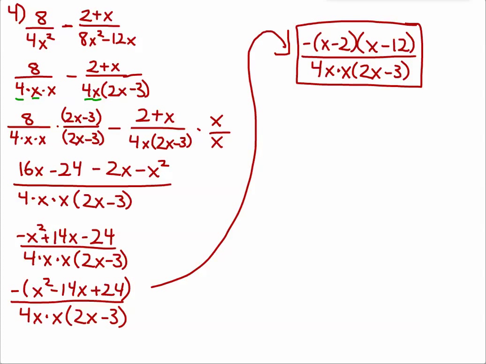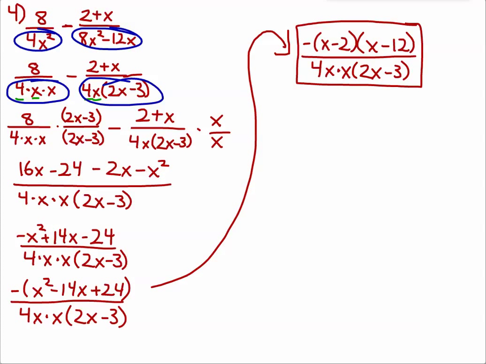Oy vey. Okay, here we have it. Now, first of all, you've got to factor those denominators. So 4x squared factors into 4x and x. Maybe you write that as 2 and 2 and x if you like. The 8x squared minus 12x factors into 4x times 2x minus 3. Common factor of 4x coming out there.